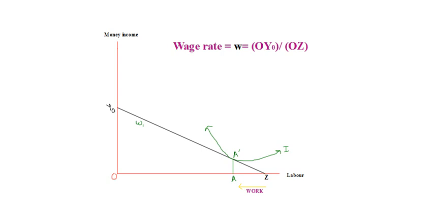So just to recall, whenever you start from the origin and reach the point under discussion, that shows the hours available for leisure, or you can say non-work hours, while when you start from Z and move leftwards, that gives the hours available for work. So to summarize this graph, the individual is working for AZ hours, is spending OA hours on leisure, and is deriving an income given by A dash.